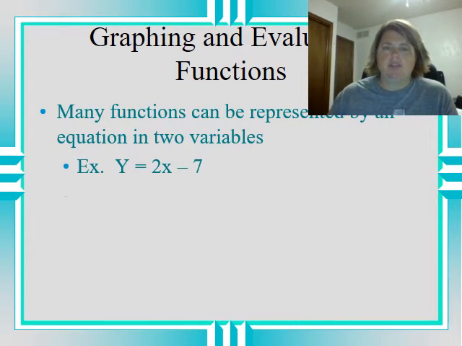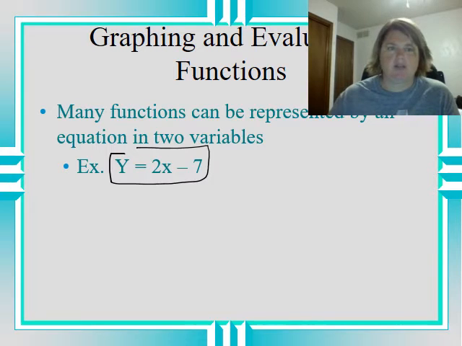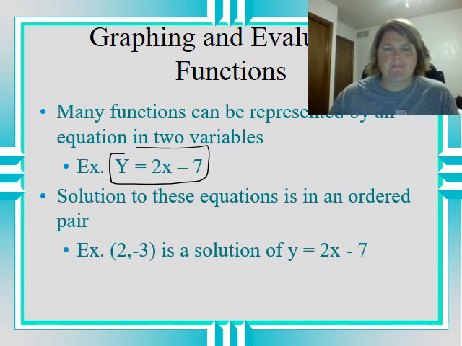All right, many functions can be represented by an equation in 2 variables. This should look pretty familiar, right? We've seen this in Algebra 2. We've even seen that a little bit in geometry. That's slope-intercept form. Right? So the question is, the solution to these equations is an ordered pair, right?